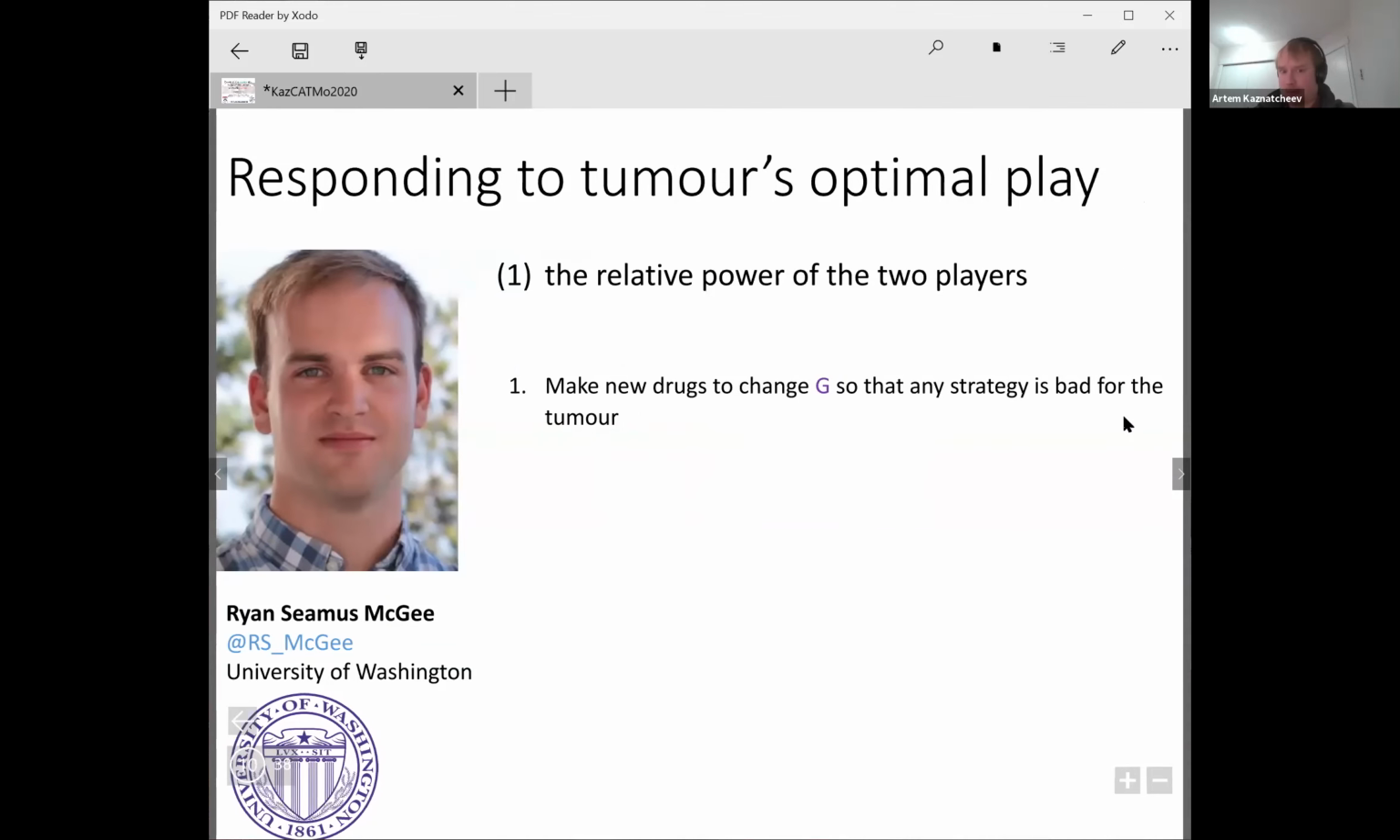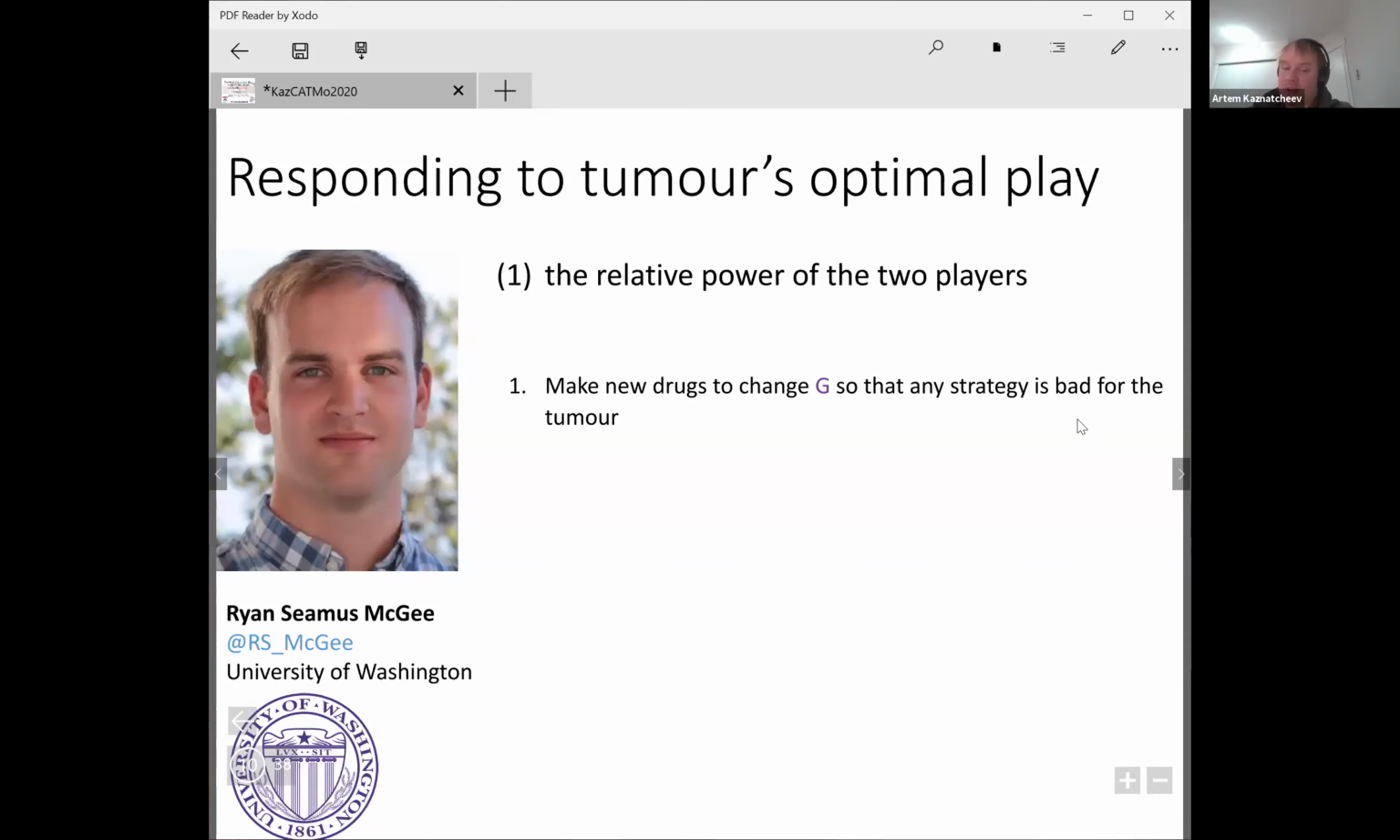Well, the standard approach, which I think everybody in oncology is familiar with, is just to make new drugs to continue changing that matrix G to the point that any strategy the tumor could take ends up being bad. And then it doesn't matter if the tumor is playing optimally or not. If you can just make all types unviable, then the tumor won't do very well, and that'll be good for the patient. Of course, we know that this is sort of an impossible goal. Whenever we come up with a therapy, almost always there's some type that's resistant to it, and that type emerges out of the treatment during a relapse.